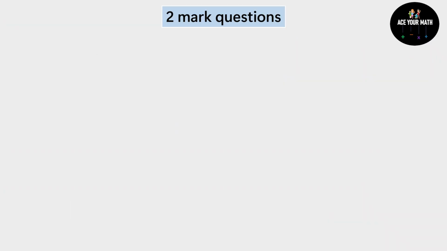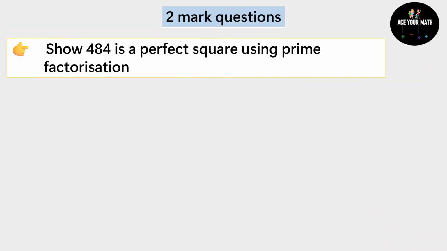Okay. Now let's move to the 2-mark question. The question is, show 484 is a perfect square using prime factorization method.